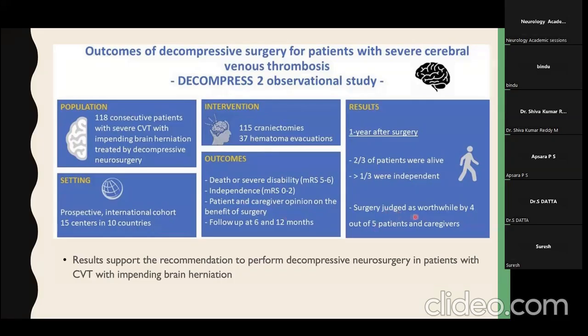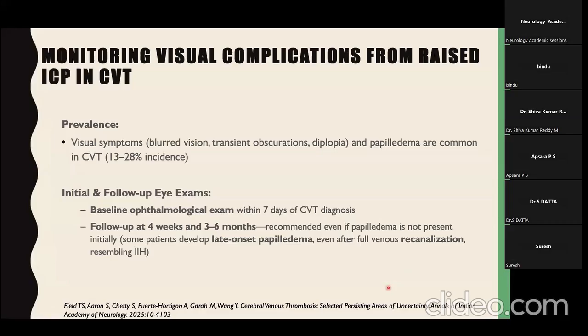The surgery was felt to be worthwhile by 4 out of 5 patients and the caregivers. Results support the recommendation to perform decompressive neurosurgery in patients with CVT with impending brain herniation. Monitoring of visual complications in raised ICP is mainly important. We should watch for blurred vision.